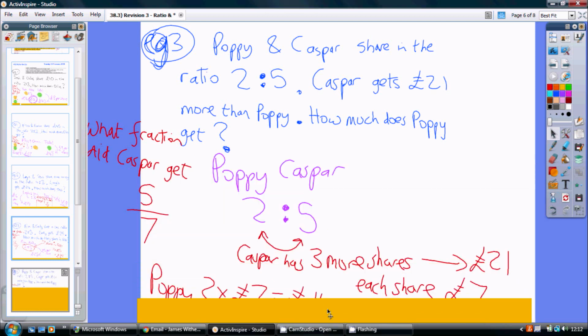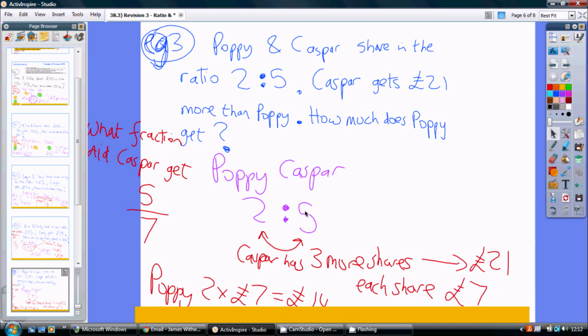So Poppy, Casper, 2:5. Now how many more shares does Casper have? Casper has 3 more shares. 5 take away 2 is 3. Now those 3 extra shares are worth £21. So £21 extra spread across 3 shares. 21 divided by 3 means each share is worth £7. So how much does Poppy get? She's got 2 shares. Each share is worth £7, so 7 twos are 14. And again, practicing the fractions, what fraction did Casper get? Well, Casper got 5 out of a total of 7, so that's 5/7.